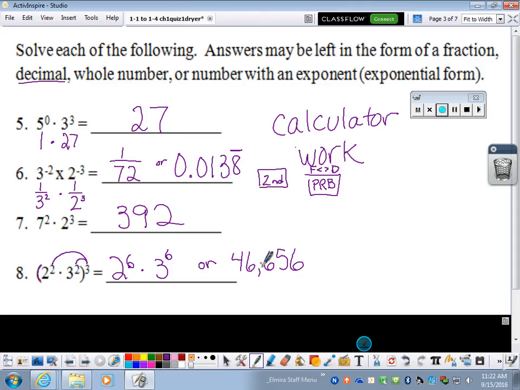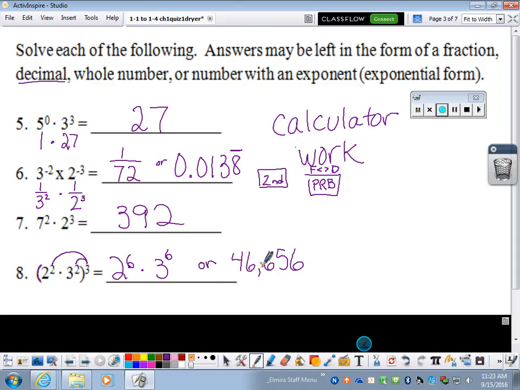Now, I got to talk about something in the directions that was confusing. It sounds like you're allowed to answer all of these questions in any of the 4 ways the directions said. Like it sounds like you might be able to answer number 5 as a fraction, decimal, whole number, or number with an exponent. And that's not what the directions mean. It doesn't mean that you should or could try to put all of these answers in fraction form. It means that if you get a negative exponent and you want to answer it as a decimal, you can. Or if you want to answer it as a fraction, you can.